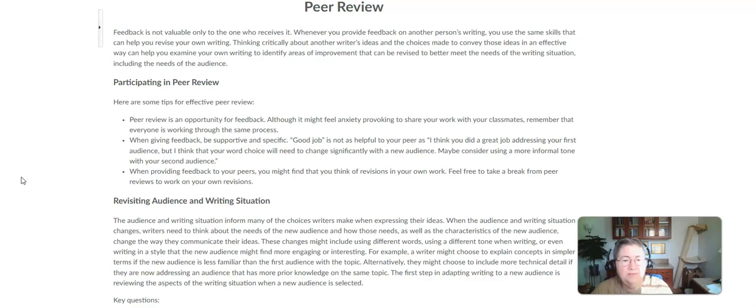When providing feedback to your peers, you might find that you think of revisions in your own work. That's an additional benefit to giving feedback. Feel free to take a break from peer reviews to work on your own revisions. If you're reading someone else's and something comes out that you hadn't thought about in your own work, feel free to stop and go and make a revision or make a note to remind yourself to make that change when you have the time.